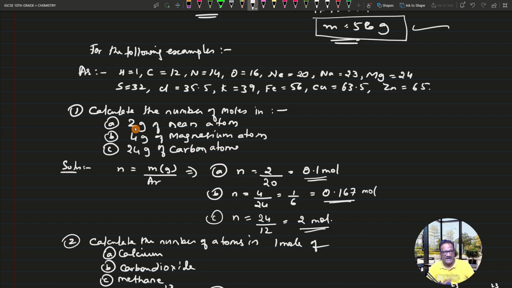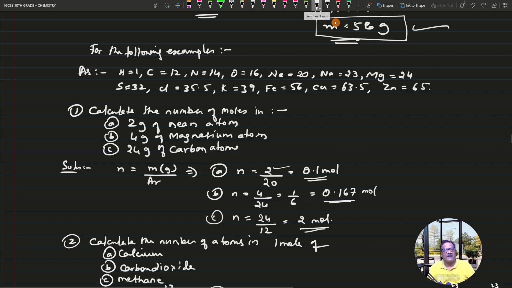Okay, fine. So calculate the number of moles in 2 gram neon atom, 2 gram neon atom. So we are going to use this formula, N is equal to M upon AR. Okay, N will be equal to, mass is given as 2 grams, so M I'll take as 2, and AR is for neon. AR you can see here for neon, it's over here. Neon AR is given as 20, so 2 upon 20 works out to 0.1 mole. So the answer for A part is 0.1 mole, right?